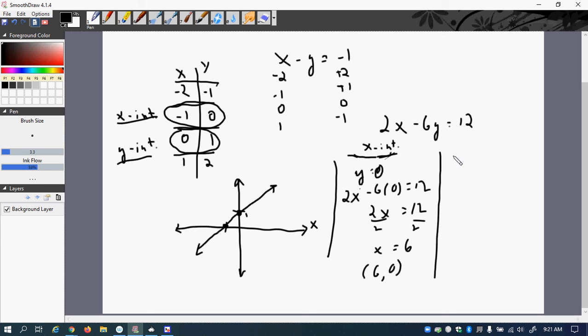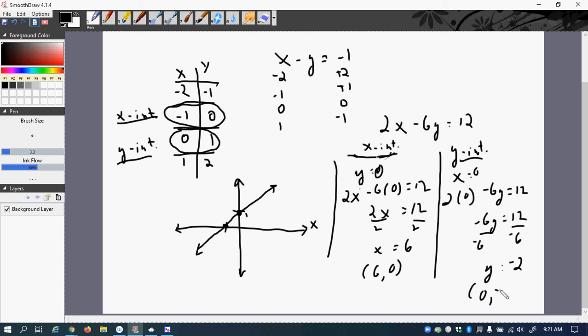Then I can find my y-intercept, which is where x is 0. So now I do 2 times 0 minus 6y equals 12. That's negative 6y equals 12, so divide by negative 6. And so y is negative 2. Now I know my y-intercept is (0, -2). So now I could literally graph these. I'll do that way up here, how about that? That way I don't have to clear the screen.